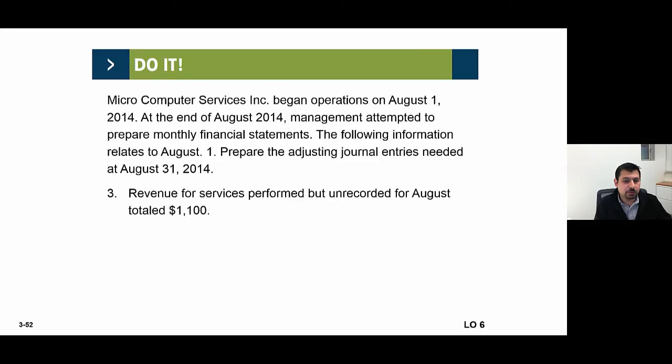The third entry is for revenues for services performed but unrecorded for August, which totaled $1,100. Here, the company performed certain services, but the company will not be paid. This is accrued revenues, and as a result, because they performed those services on account, we have an increase in the asset accounts receivable. So accounts receivable is debited $1,100, and service revenue is credited $1,100.